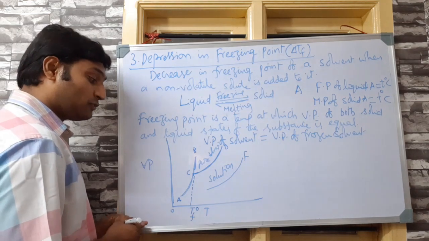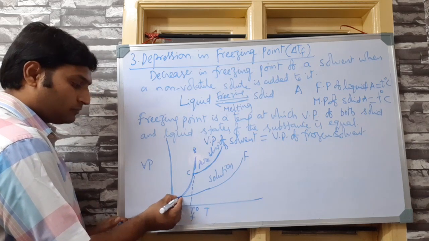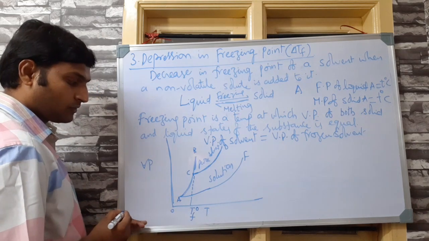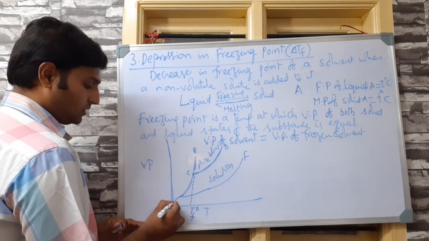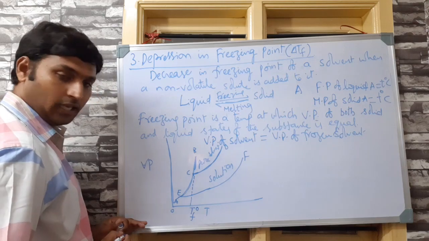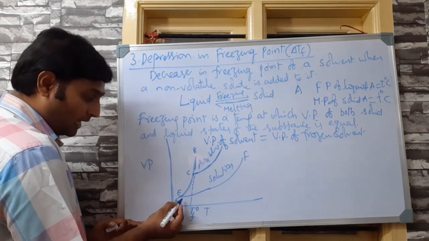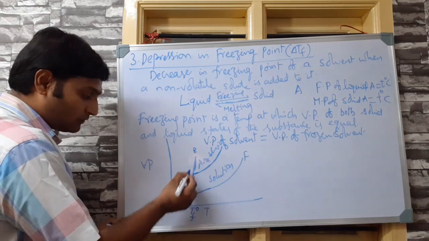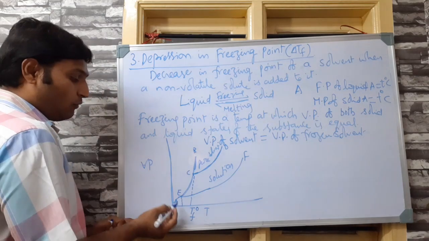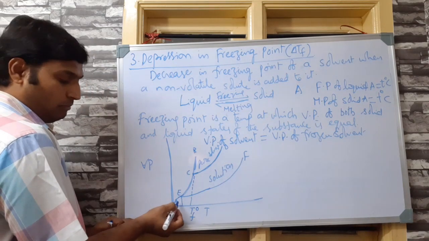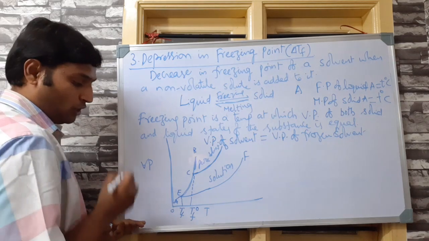Now to get the freezing point of solution, I should extend the vapor pressure curve of solution. Let me extend like this. This is A. Now let me name this point as E. The vapor pressure curve of solution is meeting the vapor pressure curve of solid at point E. So this represents where vapor pressure of solid and solution become equal. That point represents the freezing point of the solution.